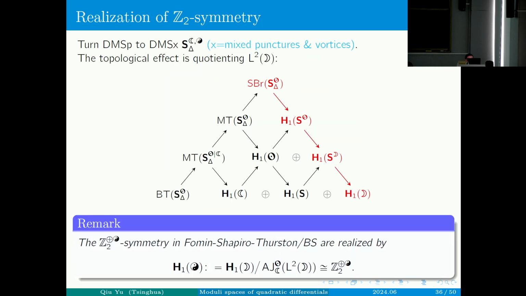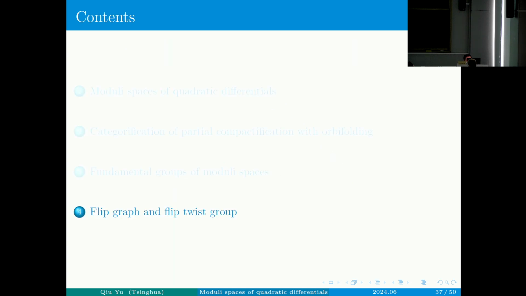So just a quick remark is that if you are familiar with cluster theory or Bridgeland-Smith, the Z2 symmetry really plays a key role. Somehow here we have a topological understanding of this Z2 to the number of yin-yang, which is you have this lattice and you quotient the image of the Abel-Jacobi map. But let me just quickly go through here.